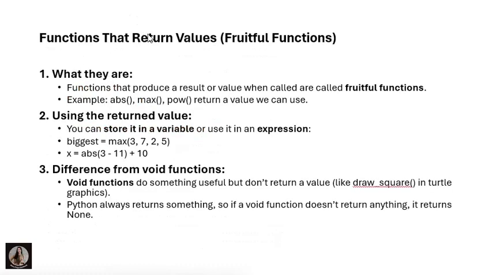And functions that return values are called fruitful functions. What are they? Functions that produce a result or value when they are called are called fruitful functions, which means a function that produces a result or value, a function that returns a value. For example, absolute will return a value.